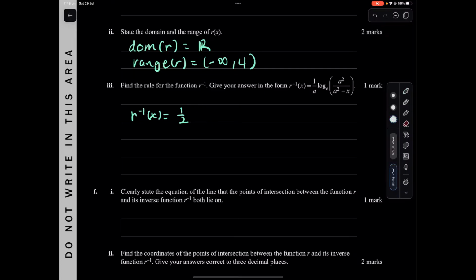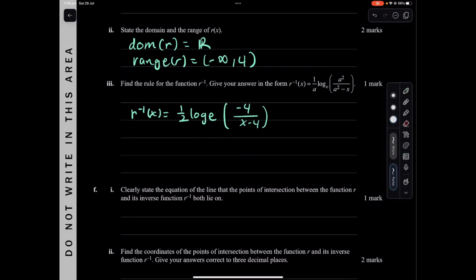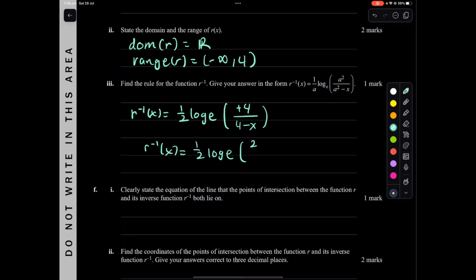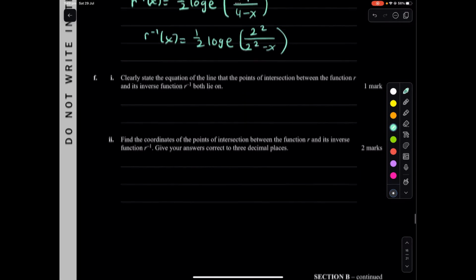Okay, log e, we're saying 4 minus x. If we say 4 minus x, this becomes positive, so r inverse of x is equal to half log e of 4 over 4 minus x. That's the answer.